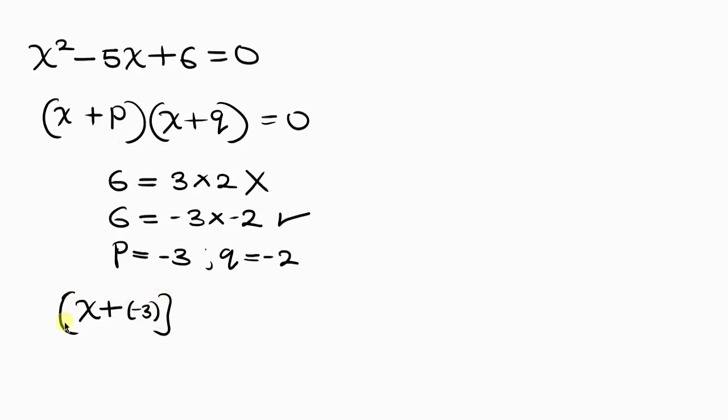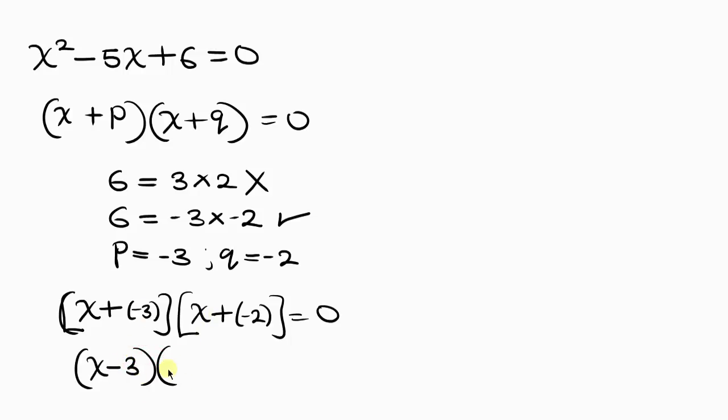Very good. And then x plus q. And what is q? q is negative 2. So let me put that there. Very good. And this is equal to 0. And this is simplified into x plus times minus is minus 3 times x plus times minus is minus 2. Very good. Equal to 0.